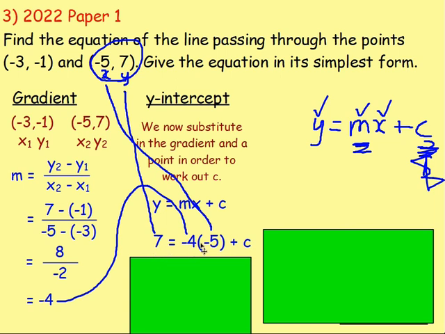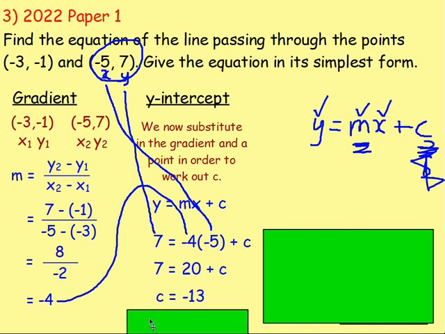So 7 equals negative 4 times negative 5. Two negatives again make a positive when you're multiplying, so that'll be 4 times 5, which is 20. So 7 equals 20, add c. If you take away 20 from both sides, you will end up with c being negative 13, meaning we have found both the gradient and the y-intercept.